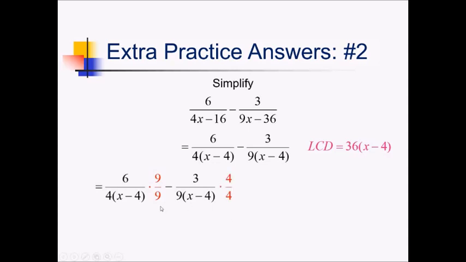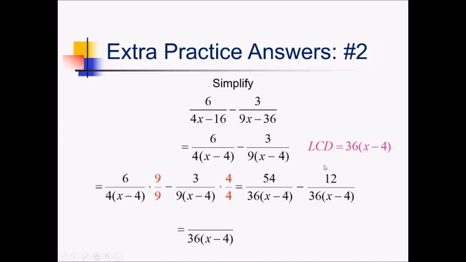Multiplying this out now, for the first fraction, 6 times 9, that's 54 in the numerator. And we have 36 parentheses x minus 4 in the denominator, which was kind of what we were hoping for. We were trying to get the LCD down there, but it's always good to check. For this next fraction, 3 times 4 is 12, so we have minus 12 over, and again we get 36 and x minus 4. Since I have the same denominator, I have just one fraction now, and I'm going to subtract the numerators.